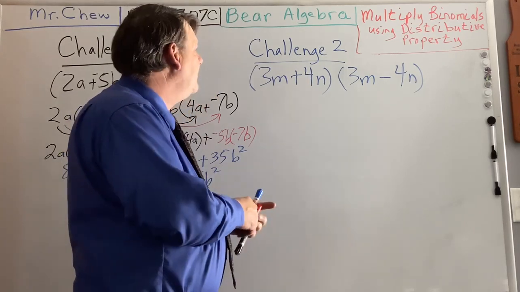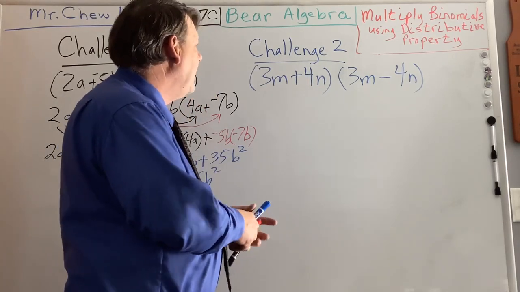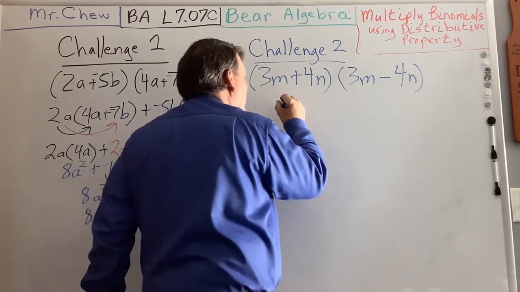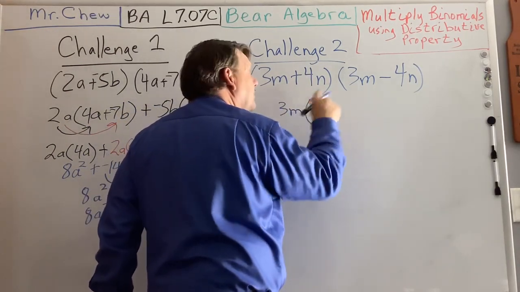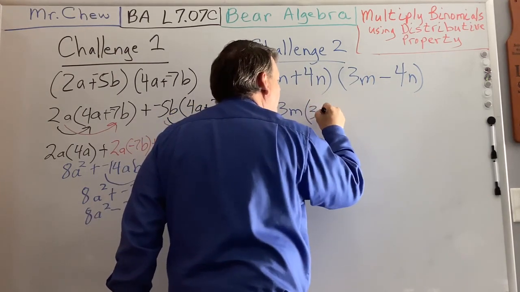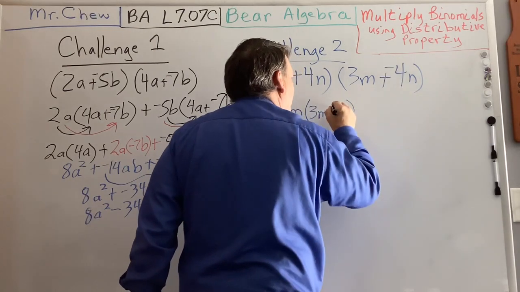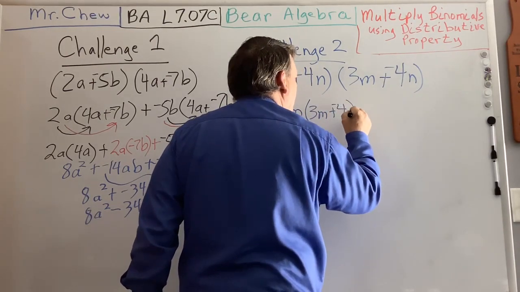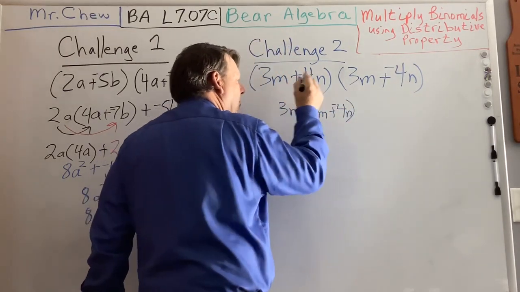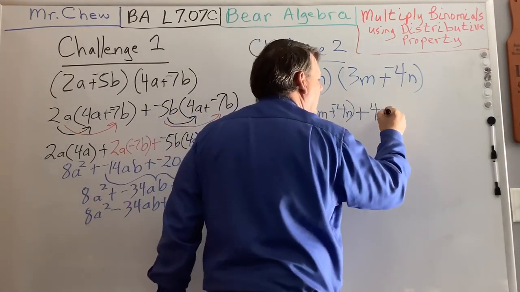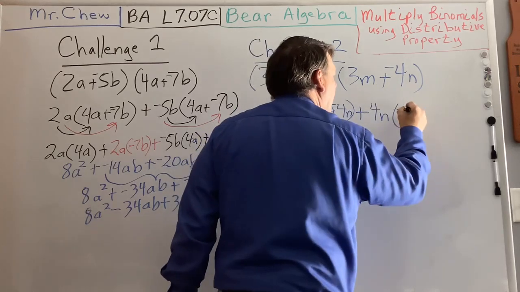All right, so let's take now, and let's write the first term times the second binomial. Let's change that minus 4n to plus a negative 4n. And then we got our plus here. Now we do the second term times the second binomial.